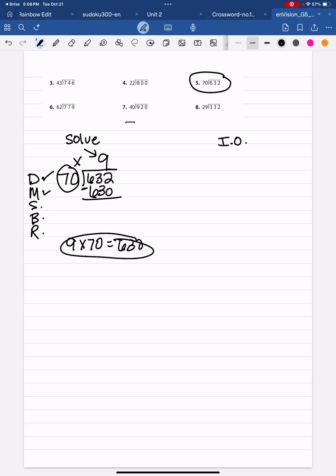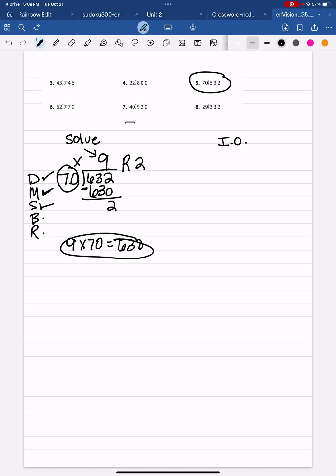Then now we've multiplied, now we subtract. You subtract what you multiplied away from your dividend, which leaves you 2. 70 will not go into 2. And we don't have any more numbers to bring down, so the answer is 9 with the remainder of 2.